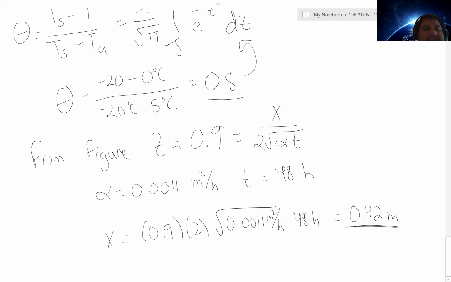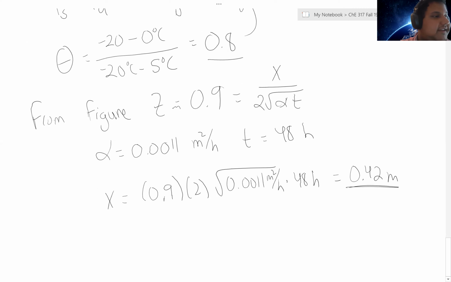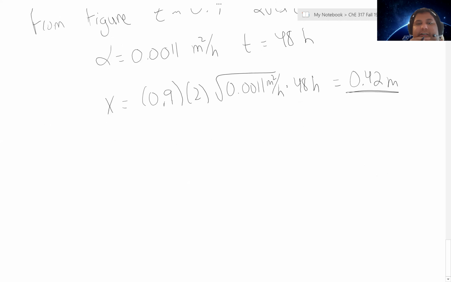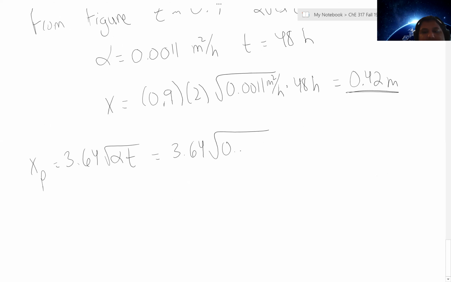So that essentially means you need to have it at least, I would probably say half a meter, call it good, engineering for safety, to avoid it freezing during the snap. To find the total penetration depth, x_p, that's simply applying 3.64 times the square root of alpha t, which is 3.64 times the square root of 0.0011 meter squared per hour times 48 hours. So the total penetration depth will be about 0.84 meters.